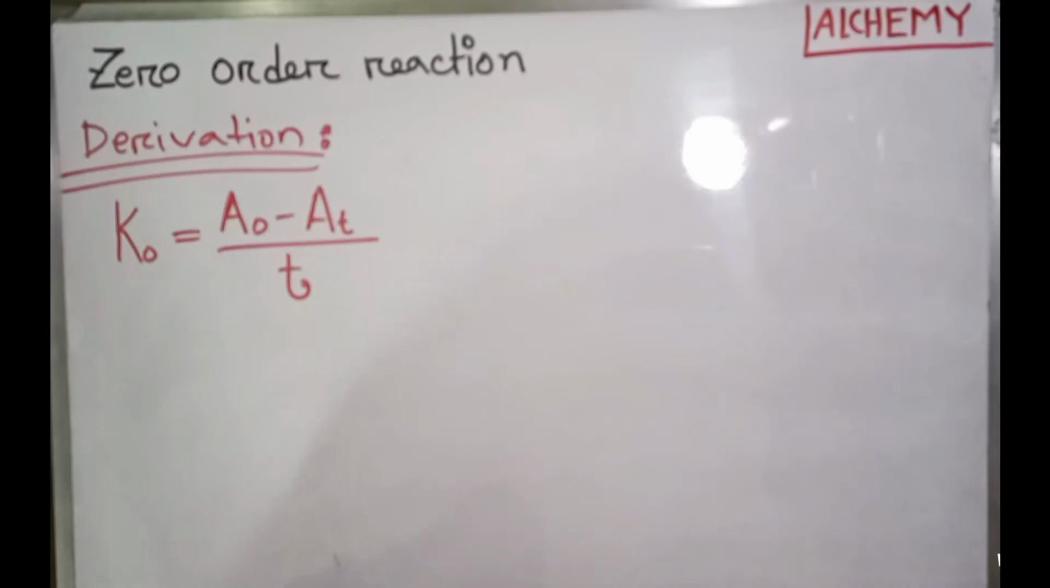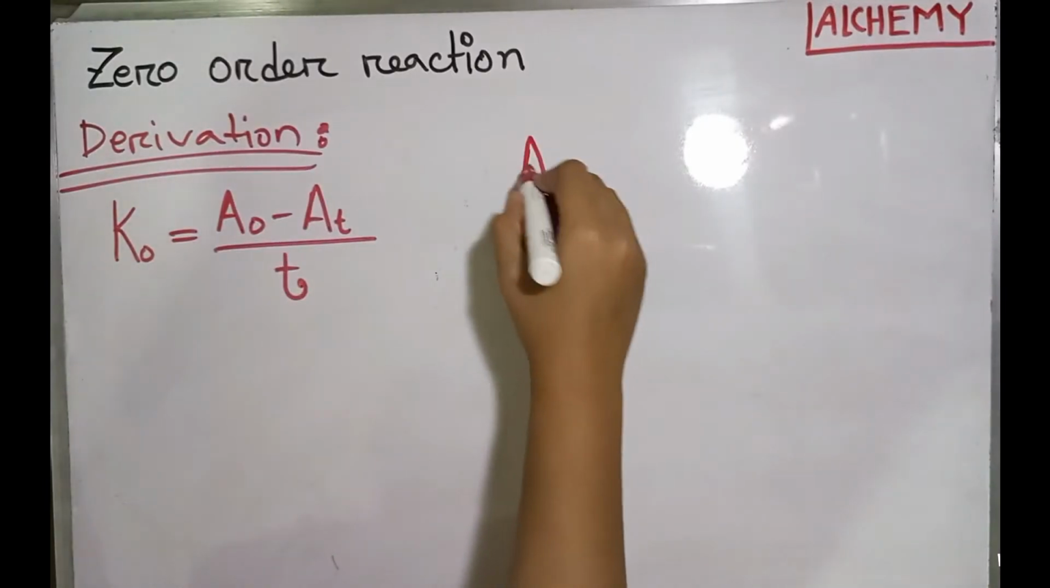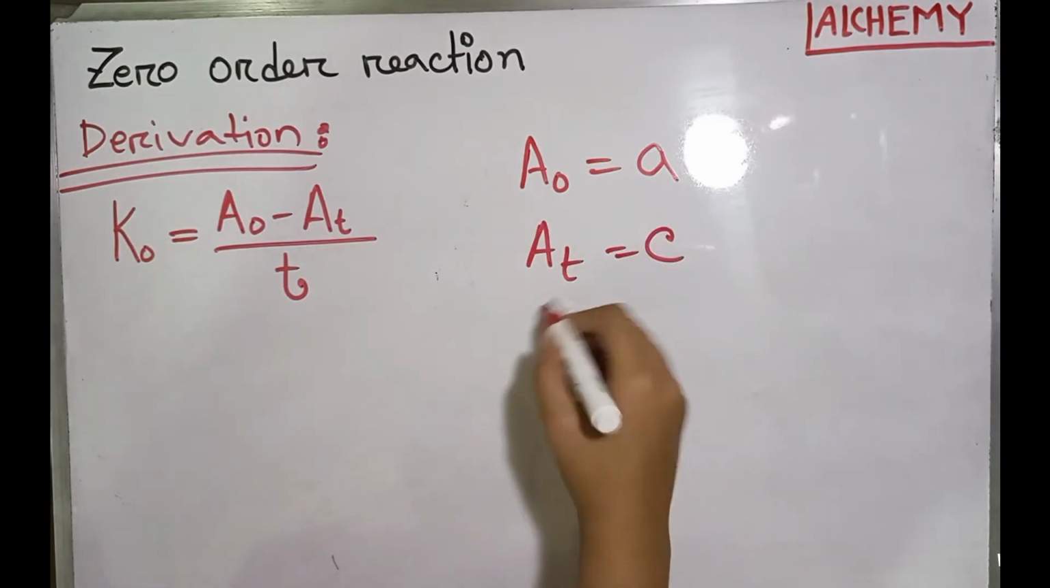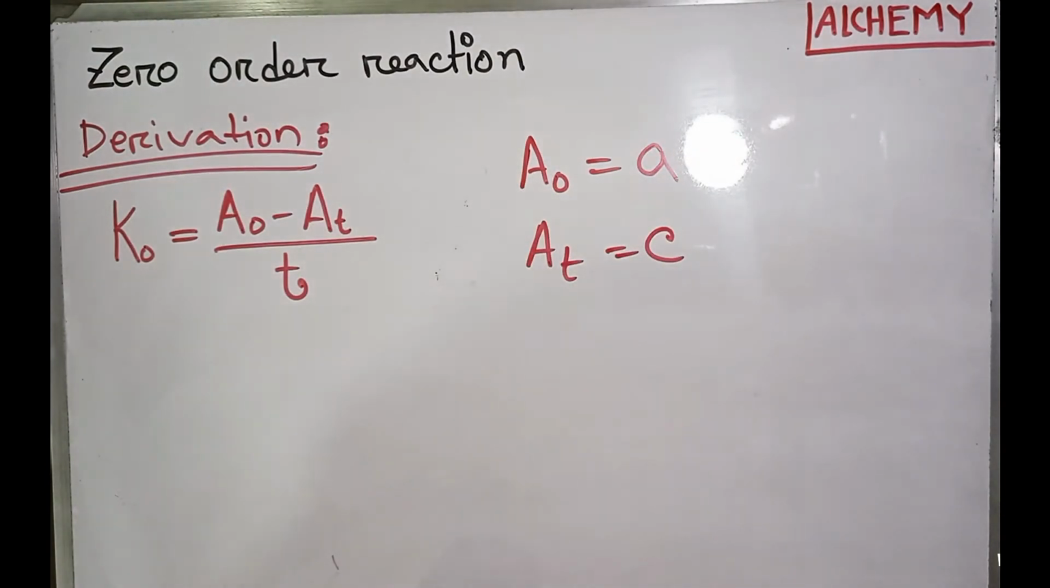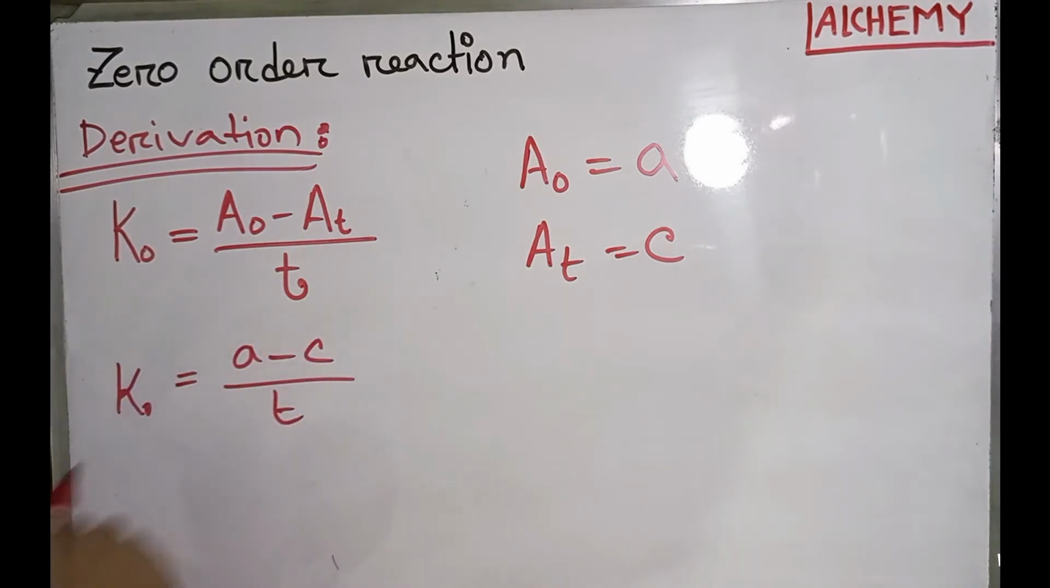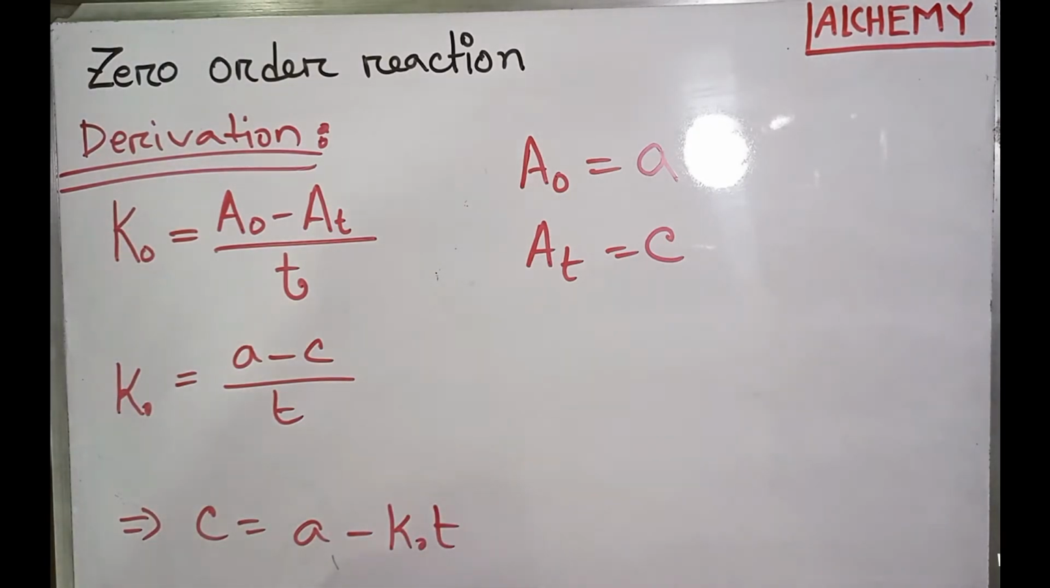If we take the initial concentration, meaning the amount of substance unreacted at initial, as A, and at t time the concentration is C, then our equation will be A minus C divided by t. It's another representation. So here we can find the value of C will be A minus k naught t. If we take the graph from this, what will it be?